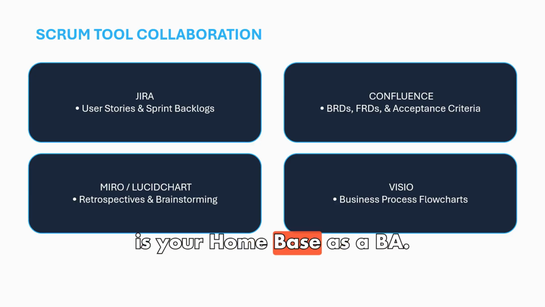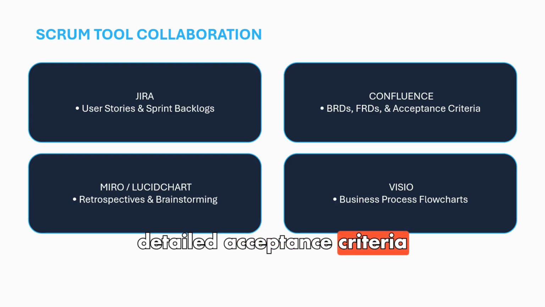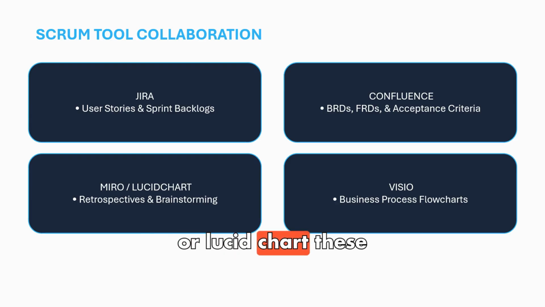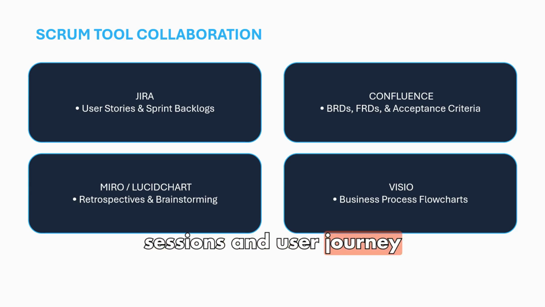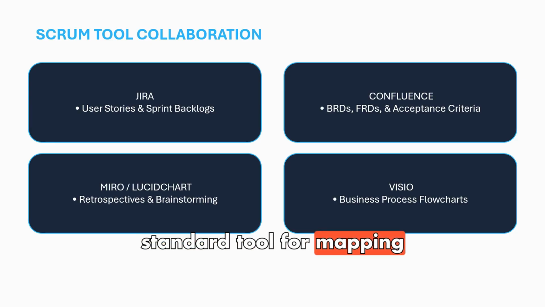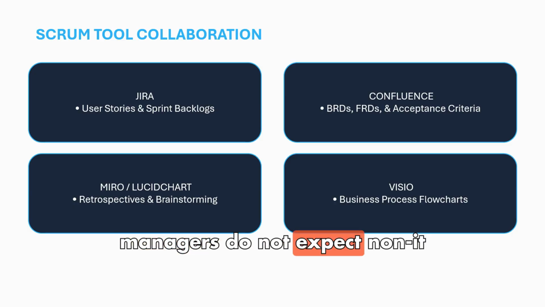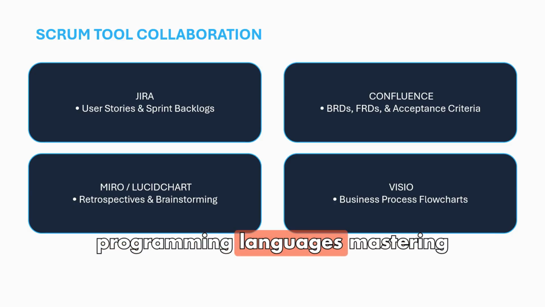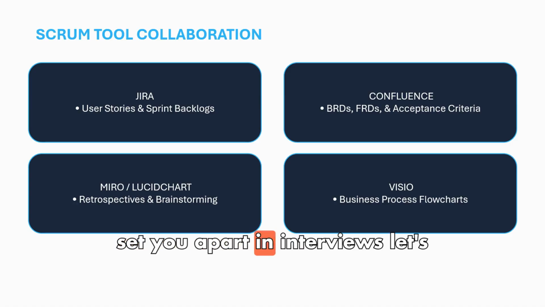Confluence. This is your home base as a BA. It acts as a central wiki for storing BRDs, FRDs, process workflows, and detailed acceptance criteria. Miro or Lucidchart. These are interactive digital whiteboards used during Agile retrospectives, brainstorming sessions, and user journey mapping. Microsoft Visio, the standard tool for mapping out visual business process flowcharts. Remember, hiring managers do not expect non-IT candidates to know complex programming languages. Mastering these functional collaboration tools is what will set you apart in interviews.